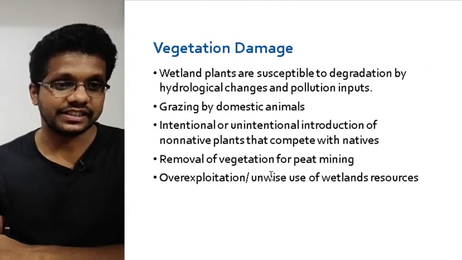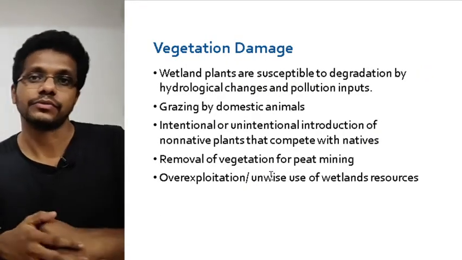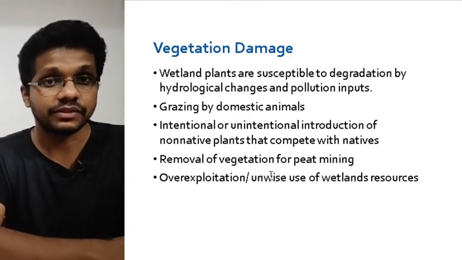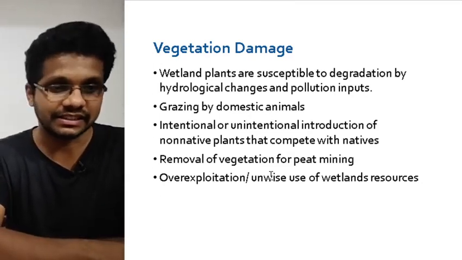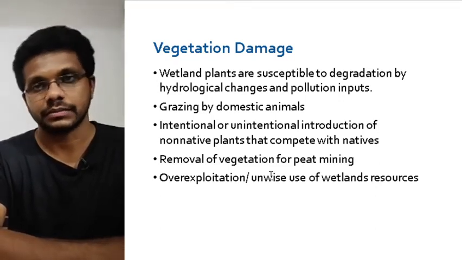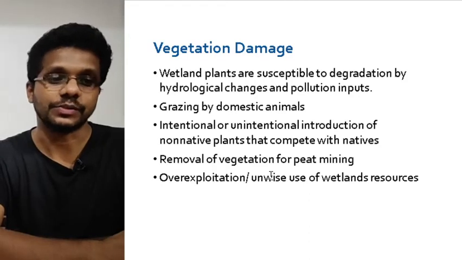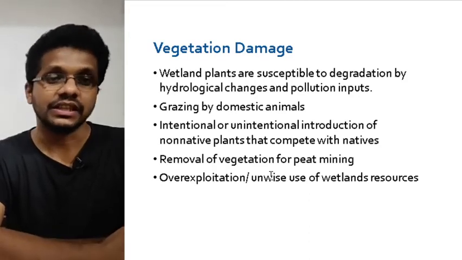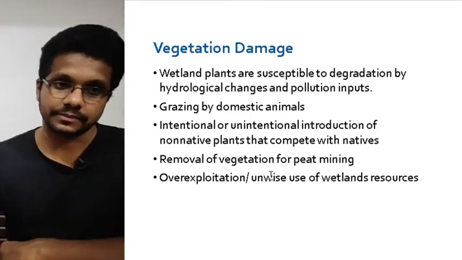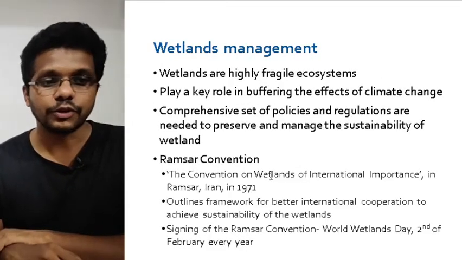Then we have vegetation damage. The vegetation is the key part for maintaining the physical, chemical, and biological structure of the wetlands. If the vegetation is damaged by grazing or overexploitation, or by the introduction of invasive species or removal of the vegetation, this can actually harm the wetlands.